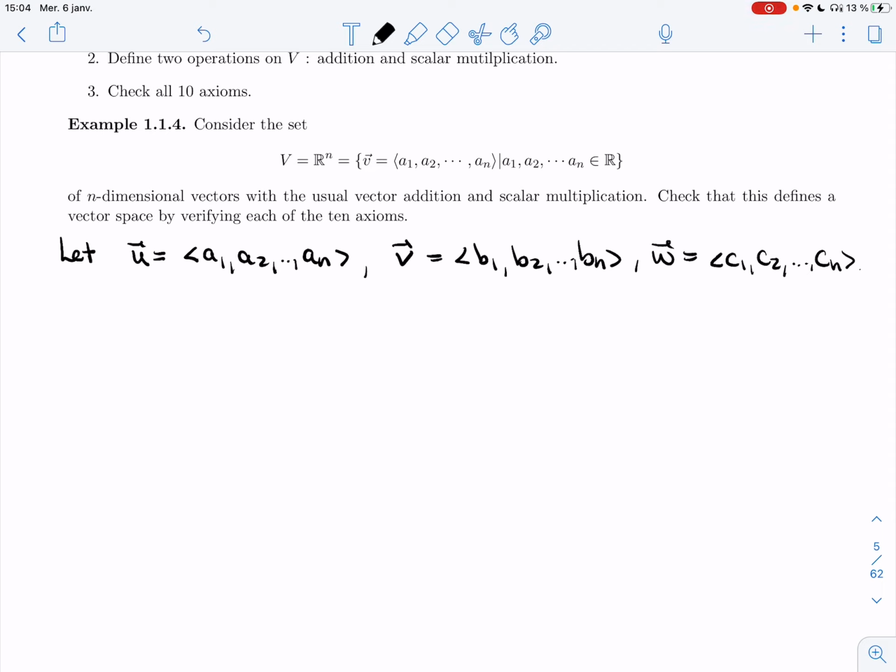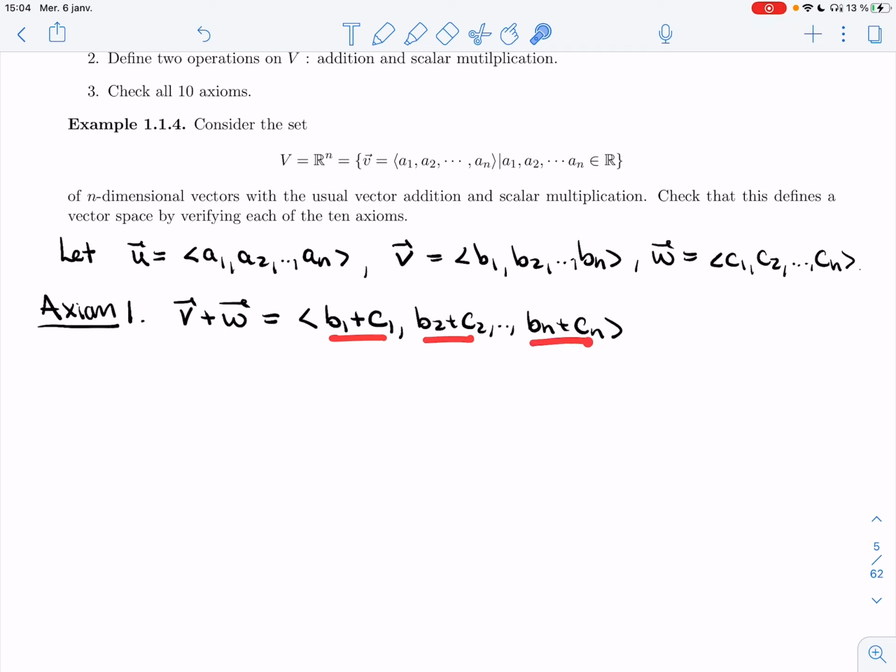All right, I'm going to start with the first axiom. I'm going to need to prove that if I add two elements in V, I'm going to get another element of V. So let's add v plus w. Usual vector addition, so I'm going to add the corresponding entries. And since each of these is a real number, what I get is still inside V, which we said was Rn. I'm still getting a vector of n real numbers, and so axiom 1 is true.